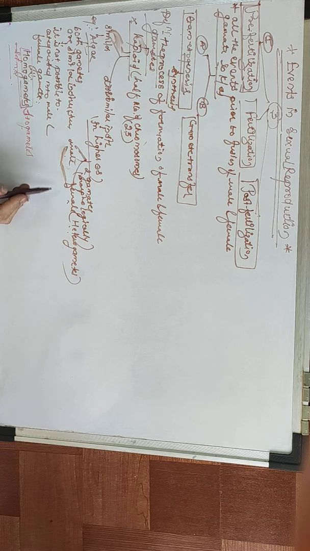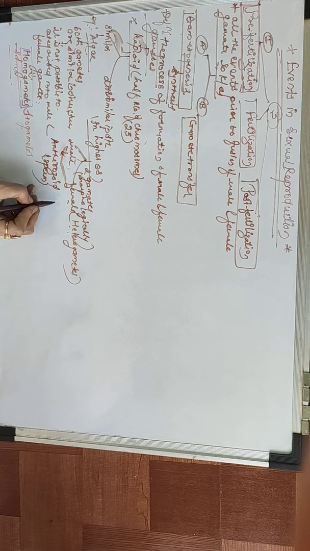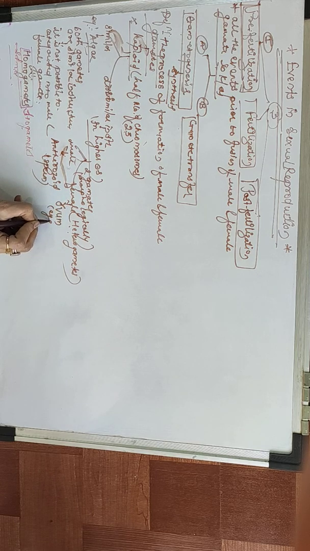Okay, so here the male gamete is known as antherozoid, or it is also known as sperm. The female gamete is known as ovum, or it is also known as egg. Male gamete is known as antherozoid or sperm. Female gamete is known as ovum or egg. Now this is the difference between homogametes and heterogametes.